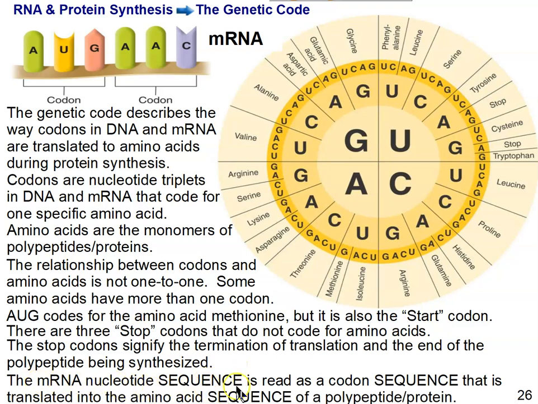The messenger RNA nucleotide sequence, hopefully you're getting the idea here that sequence is important in understanding all of what's going on in gene expression. The messenger RNA nucleotide sequence, that's what we're looking at right here, is read as a codon sequence, codon, right? A sequence of codons. Every 3 nucleotides is a codon, that is translated into an amino acid sequence of a polypeptide or protein. That's gene expression. That's most of gene expression. It's also the central dogma of biology.